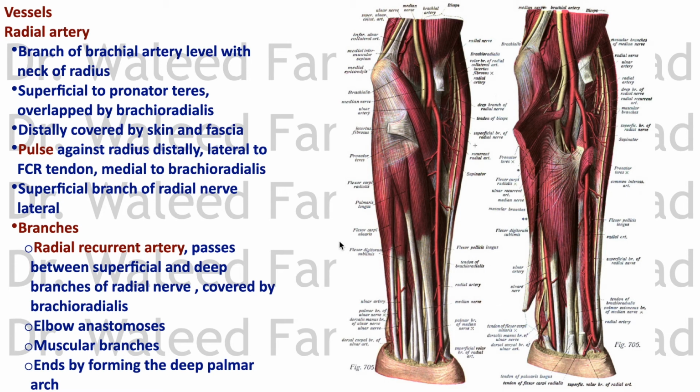Branches of the radial artery: the radial recurrent artery passes between the superficial and deep branches of the radial nerve. This is the radial recurrent artery. See that? Covered by brachioradialis, it shares in the elbow anastomosis and gives muscular branches also. The radial artery ends by forming the deep palmar arch. The deep palmar arch is formed by the radial artery.